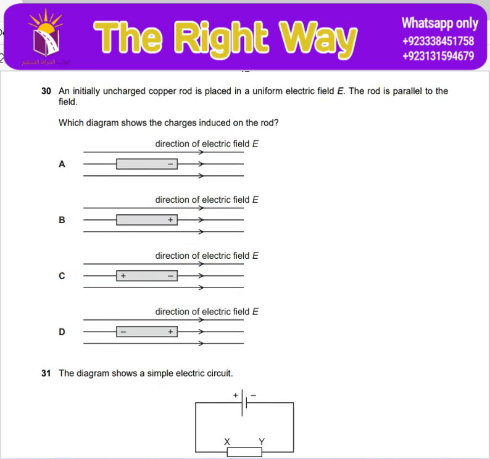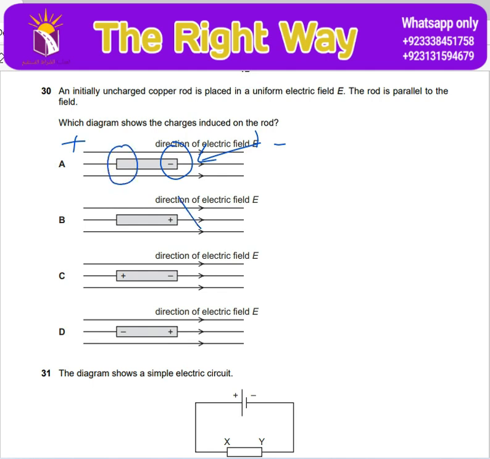An initially uncharged copper rod is placed in a uniform electric field E. The rod is parallel to the field. Which diagram represents the charge induced on the rod? So it will be positive this side and negative this side, because the electric field starts from positive and ends on negative. If a charge is induced on the rod, it would be positive on one side and negative on the other side, but this side is having no charge, it is impossible.